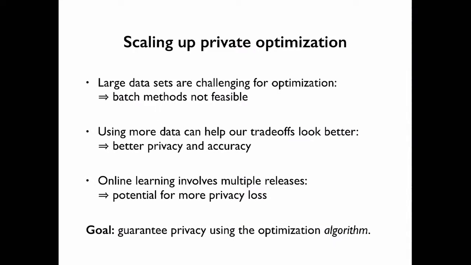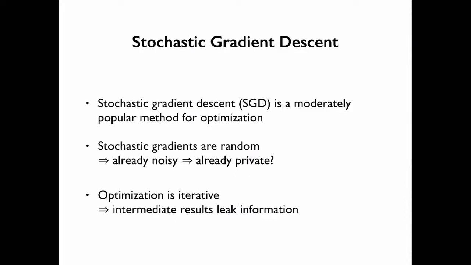So the goal is a bit different than before. Instead of guaranteeing privacy using the setup of the learning problem, or the statistical problem, we want to guarantee privacy using the actual optimization algorithm itself. I think it's fairly uncontroversial to say that stochastic gradient descent is somewhat popular in machine learning. The nice thing is stochastic gradients are already random, right? So somehow you're already taking a noisy gradient step, so maybe you might think it's already private, or at least compatible with guaranteeing additional privacy, and that's true in a pretty strong sense.